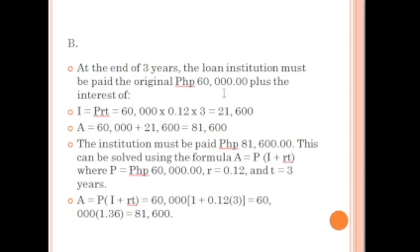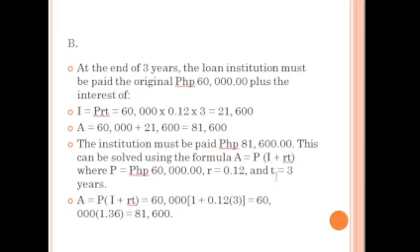At the end of 3 years, the loan institution must be paid the original 60,000 plus the interest. I is equal to PRT is equal to 60,000 times 0.12 times 3, that's 21,600. And we need to add the maturity value. So we have 60,000 plus 21,600 is 81,600. So the institution must be paid 81,600.